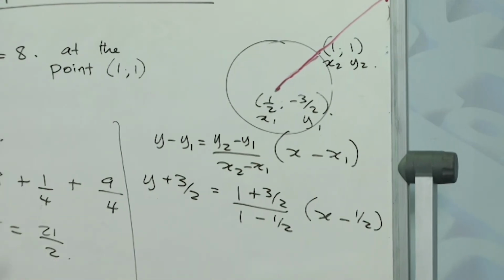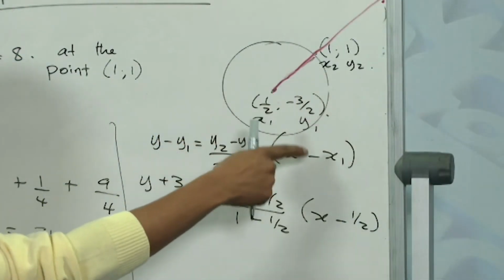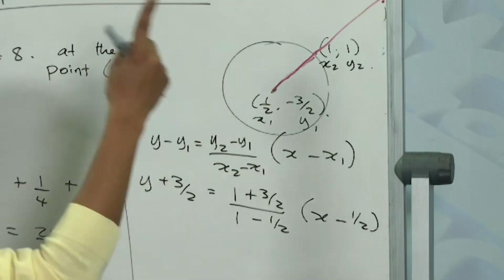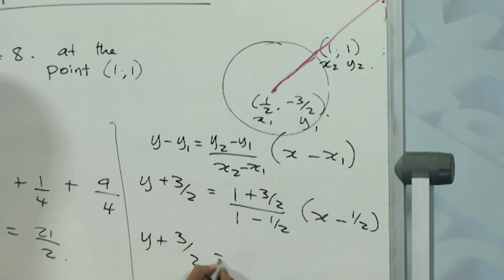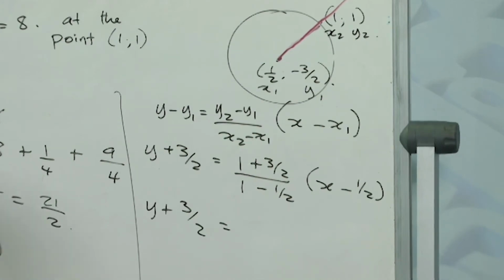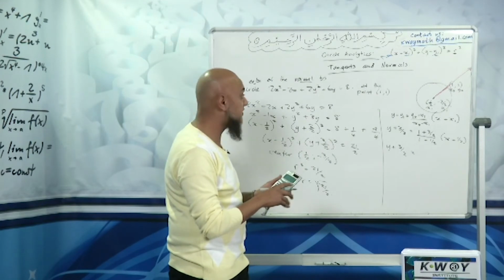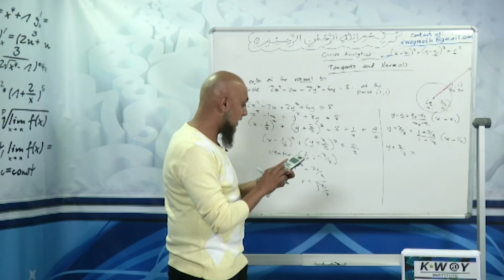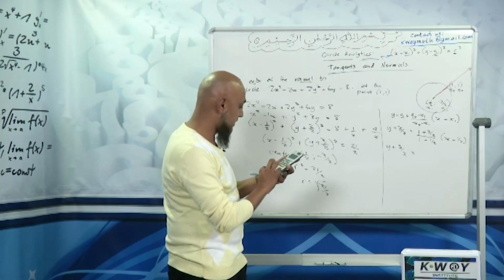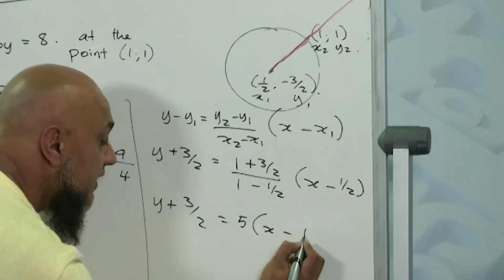Let's just double check, just so that we don't make a mistake. Y minus y1. Y minus minus 3 over 2 is equal to y2 minus y1 over x2 minus x1 into x minus x1. There we go. So y plus 3 over 2 is equal to 1 plus 3 over 2. So it's 1 plus 1.5 is 2.5. Yes or no? So 2.5 is 5 over 2. 5 over 2 divided by a half, it's 5. Let's check: 1 plus 3 over 2 equals 5 over 2, divided by a half, is 5. So 5 into x minus a half.